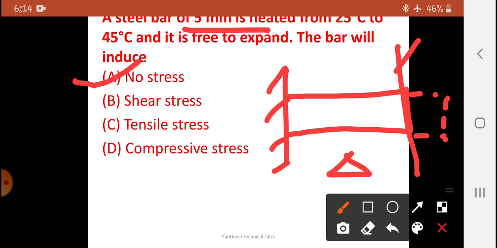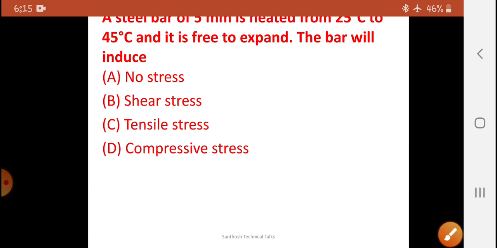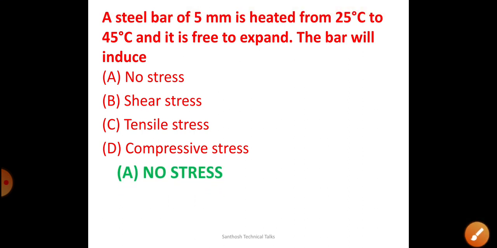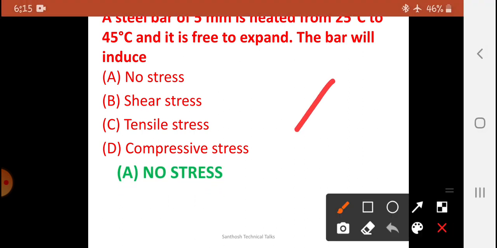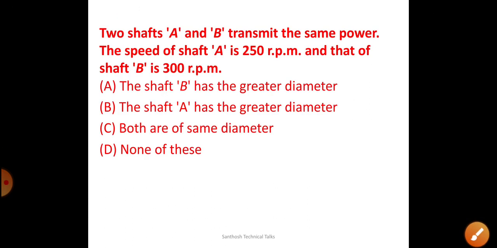If there is a constraint, then compressive stress is acted. If there is no constraint and it is free to expand or free to contract, no stress is produced. So this is a very important question. Many of us may put the answer as compressive or tensile, but it is free to expand, so no stress is induced.